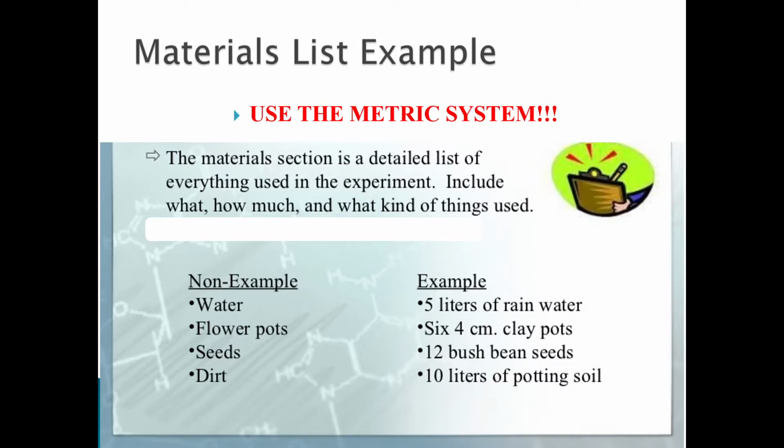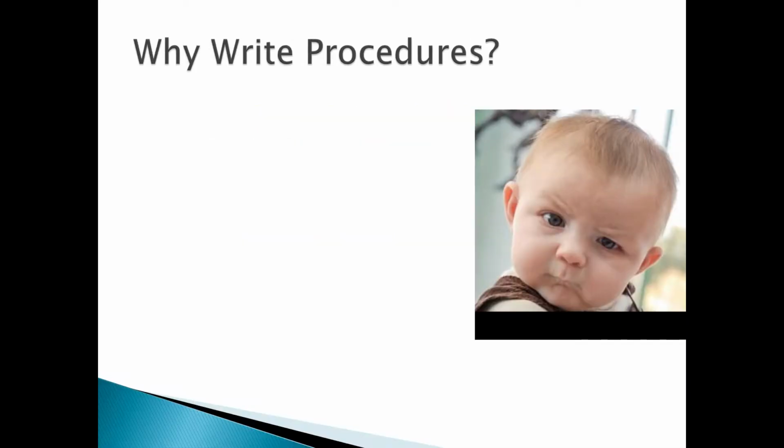So on the left is a non-example. Don't just put water, flower pots, seeds, dirt. Instead, put 5 liters of rainwater, 4 centimeter clay pots, 12 bush bean seeds, 10 liters of potting soil. You see how specific you are. You give measurements, you give what they are. Make sure you list your example. You need to make sure that someone can recreate it.